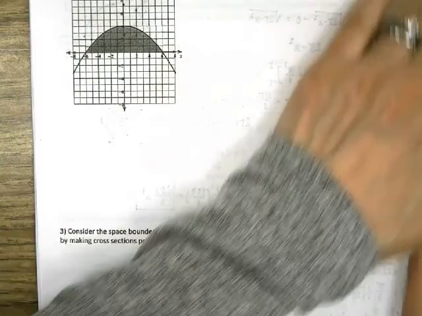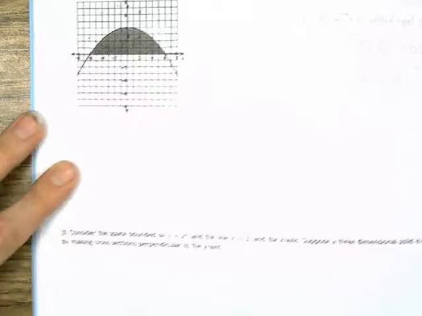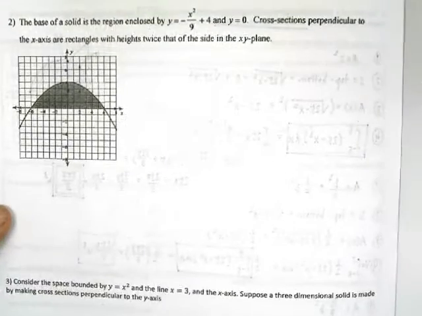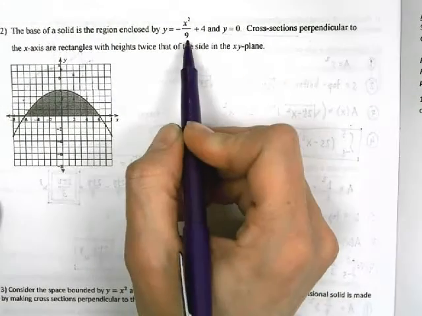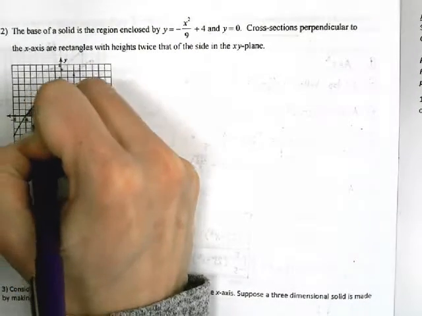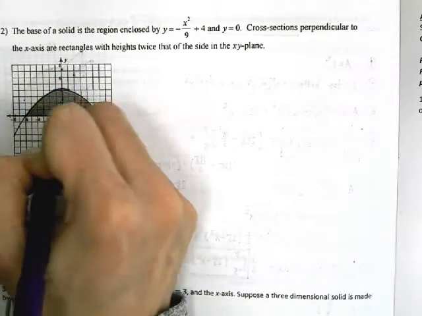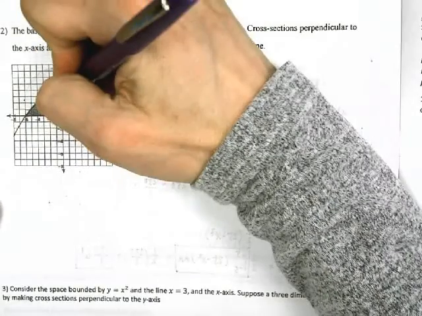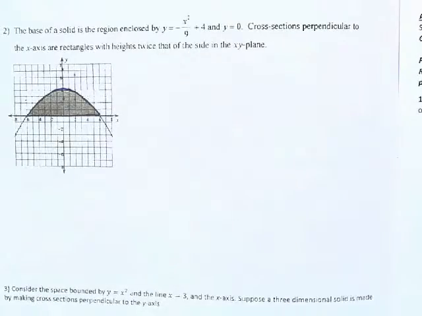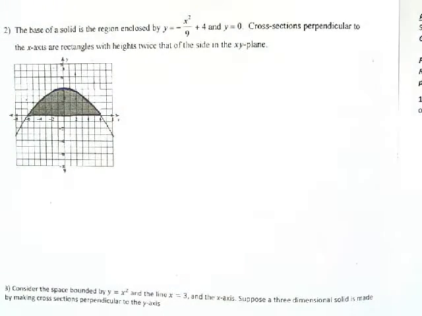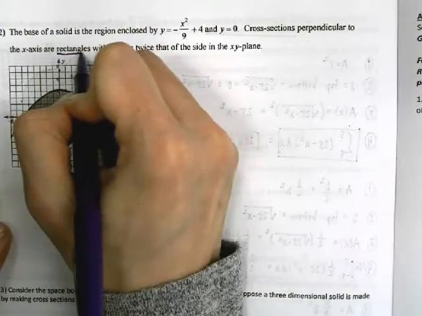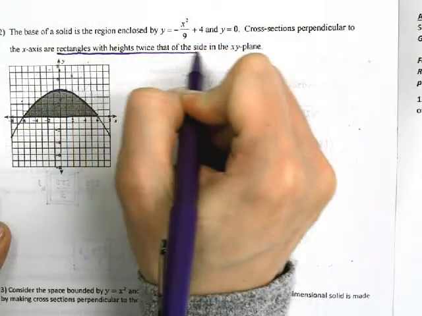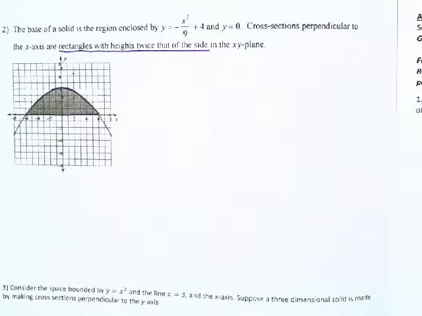All right, so let's look at number 2. So now we have a new base here. The base of our solid now is the region enclosed by negative x squared over 9 plus 4 and y equals 0. So we've got this shape here. Okay, so now we have cross sections perpendicular to the x-axis. Our rectangles, now they're rectangles with heights twice that of the side.